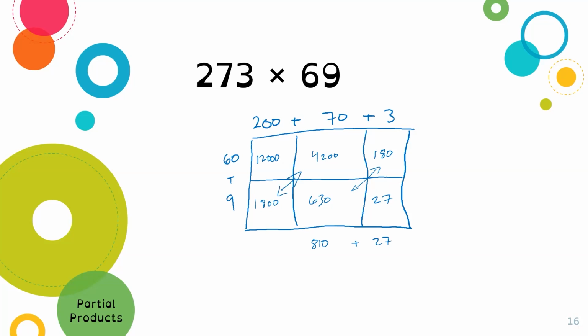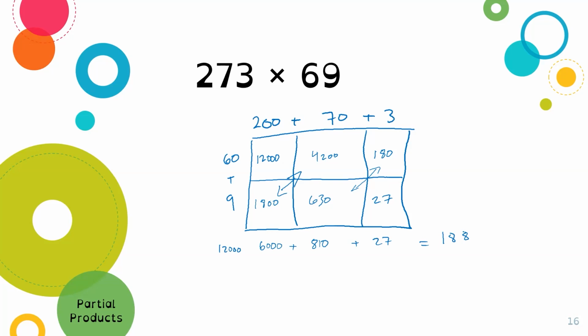And then 4,200 plus 1,800. Well, 800 plus 200 is 1,000. So that's going to be 6,000 in total. And then I have 12,000. So 12,000 plus 6,000 is 18,000. 800, there's no other hundreds.